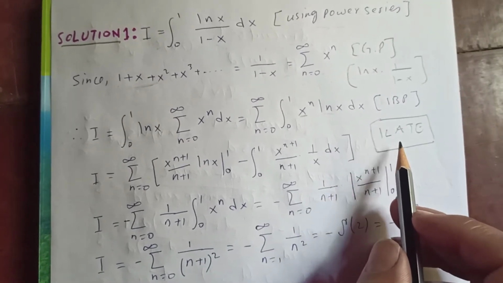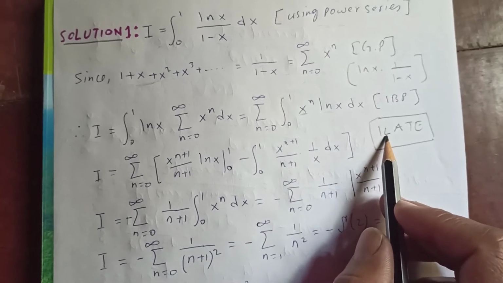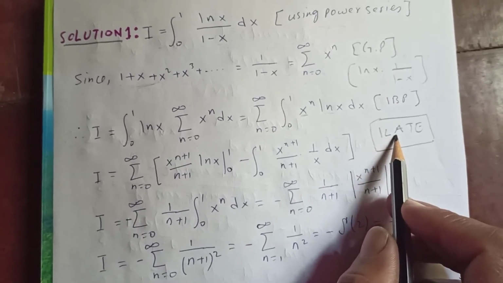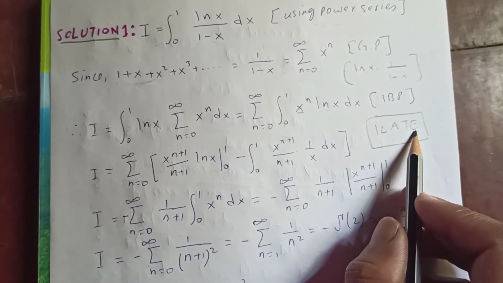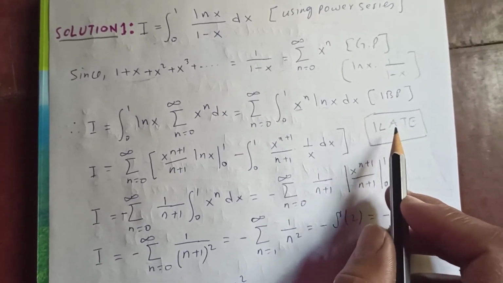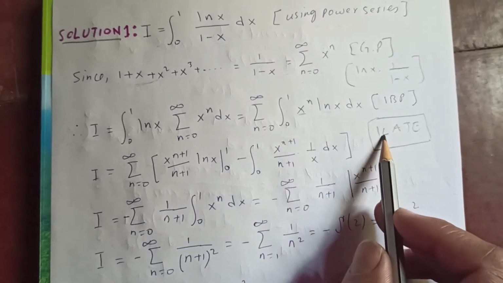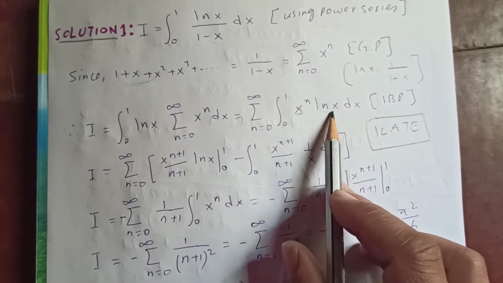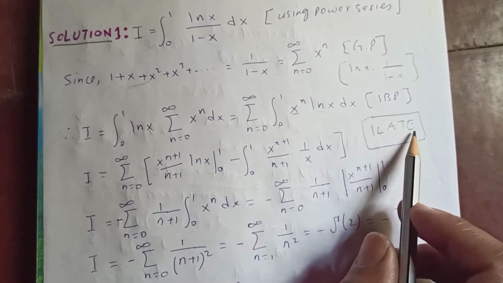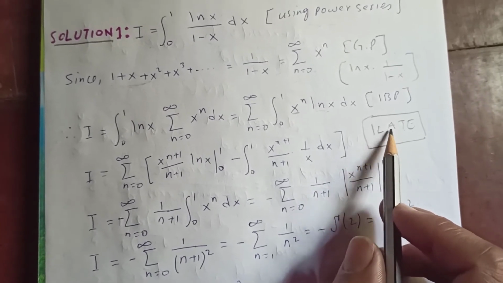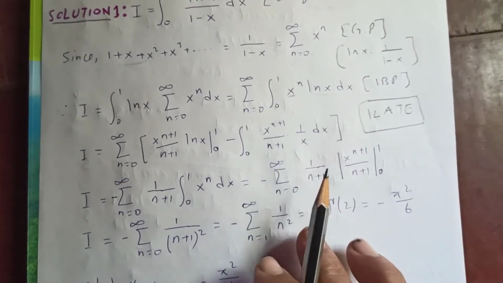You should know ILATE: I is inverse trigonometric function, L is logarithmic function, A is algebraic function, T is trigonometric function, and E is exponential function. According to this order, we can choose the first and the second function. Here L comes first, this is logarithmic and this is algebraic, so logarithmic must be the first function.